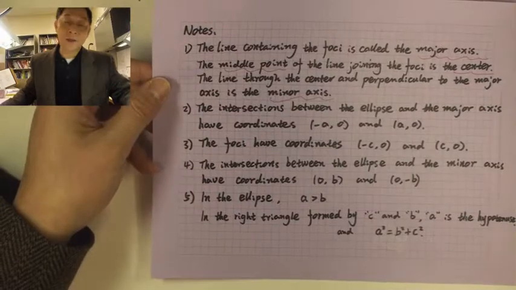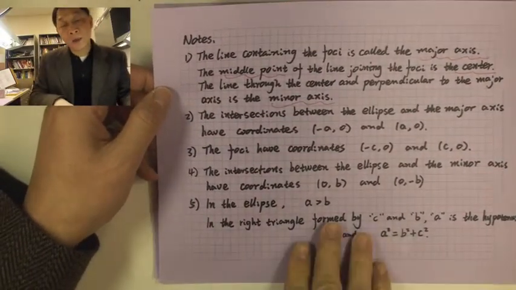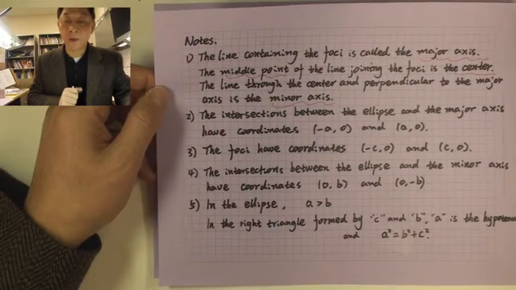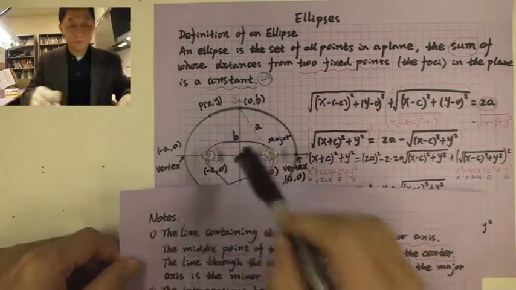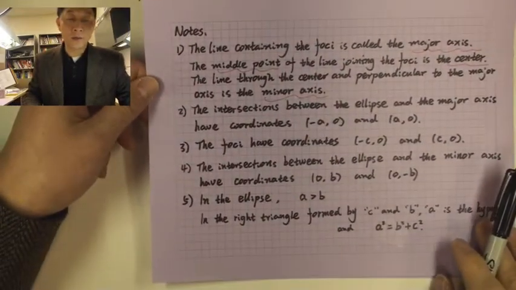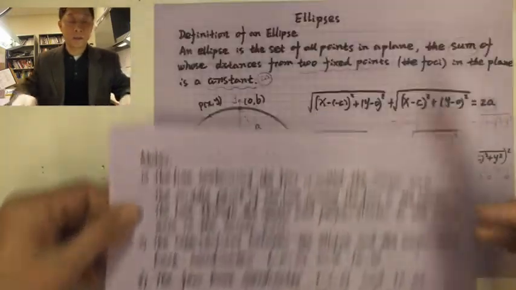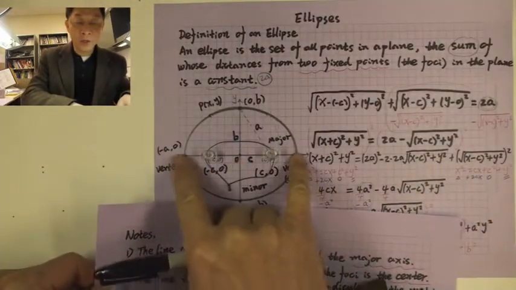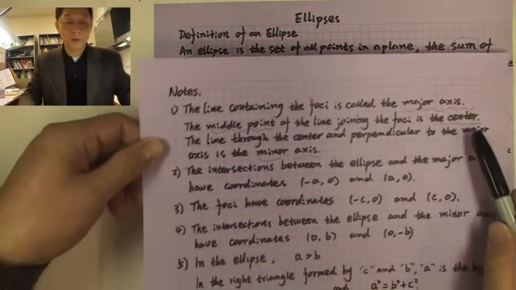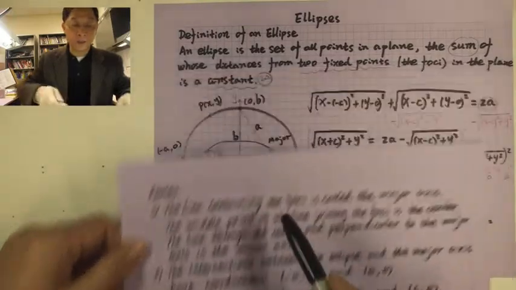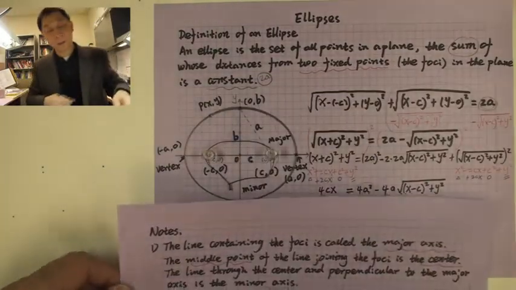I will scan that and put it in the notes, so you may print it out and take a look. Okay, again, here is the center. And the terminology: this will be the major axis, the longer one. The shorter one is called the minor axis. Okay, the minor axis is the shorter one. And the center is right here.